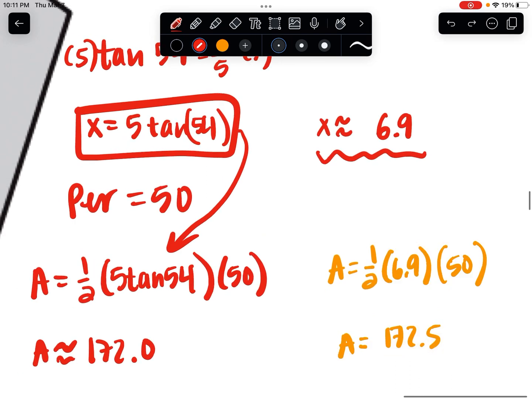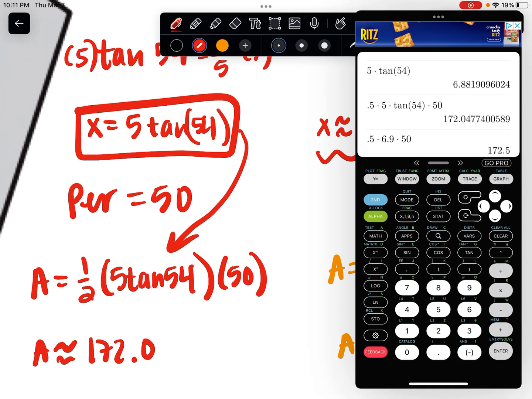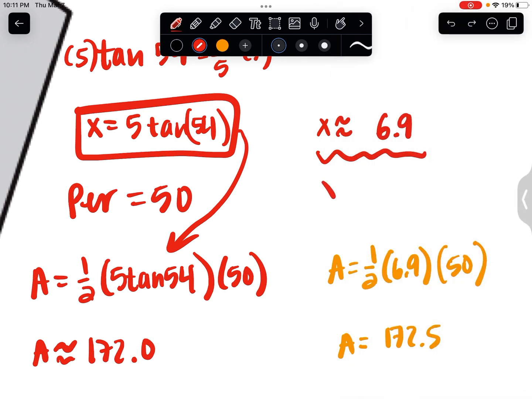So I personally, if I were you, I'd get used to doing something like this, the 5 times tangent 54. But I understand that it can be very, very annoying. So what I would do, if you don't like to use the 5 tangent 54, but you want to use a decimal, I would round the 6.8819 to as many decimals as you can. For instance, I would probably use at least 3 or 4 decimals.